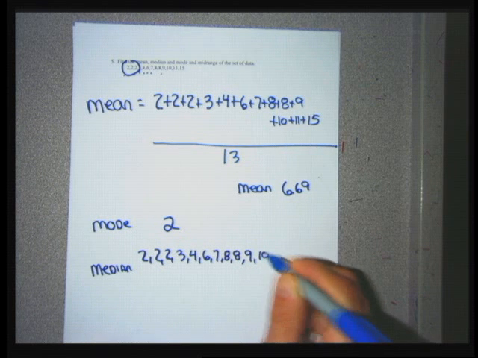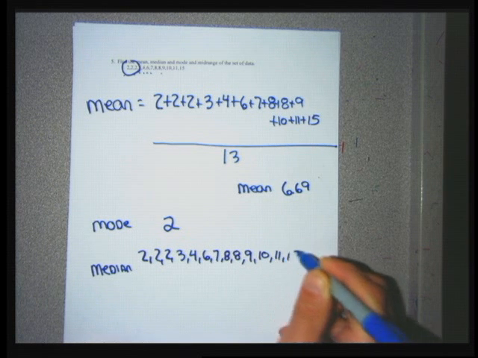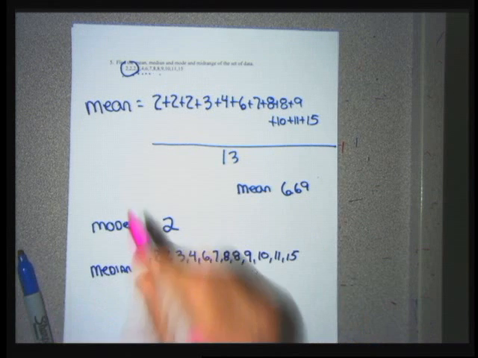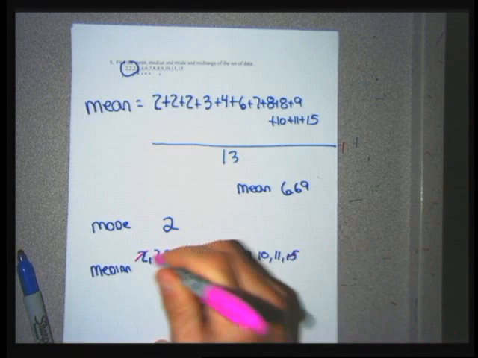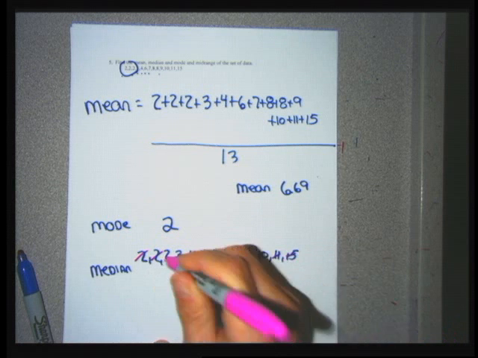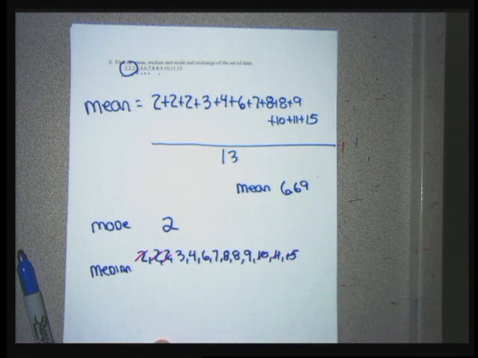And then you start crossing out the first and the last, second and second from the last, third and third from the last. You do this until you're down to 1 number. If you get down to 1 number, that number is the median. Or if you get down to 2 numbers, you have to add those numbers and divide by 2 to get the median.